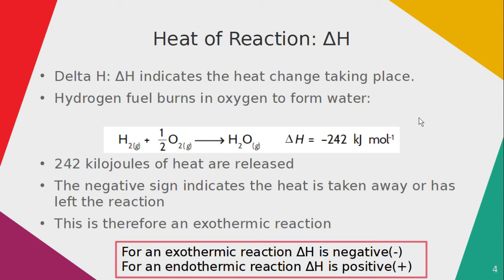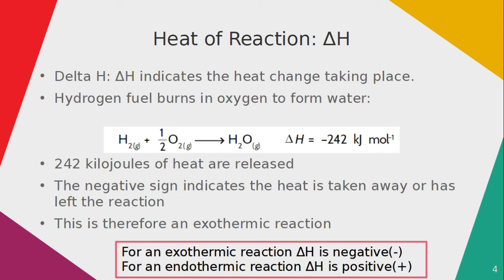So we saw when we were looking at fuels that hydrogen fuel burns in oxygen to form water. And after a lot of our reactions, we see this written after them, a delta H value. So that's a heat of reaction value. And what that means is the 242 tells us that 242 kilojoules of heat are released. The negative sign indicates that heat is taken away or has left the reaction. So that's a reaction that's producing heat.